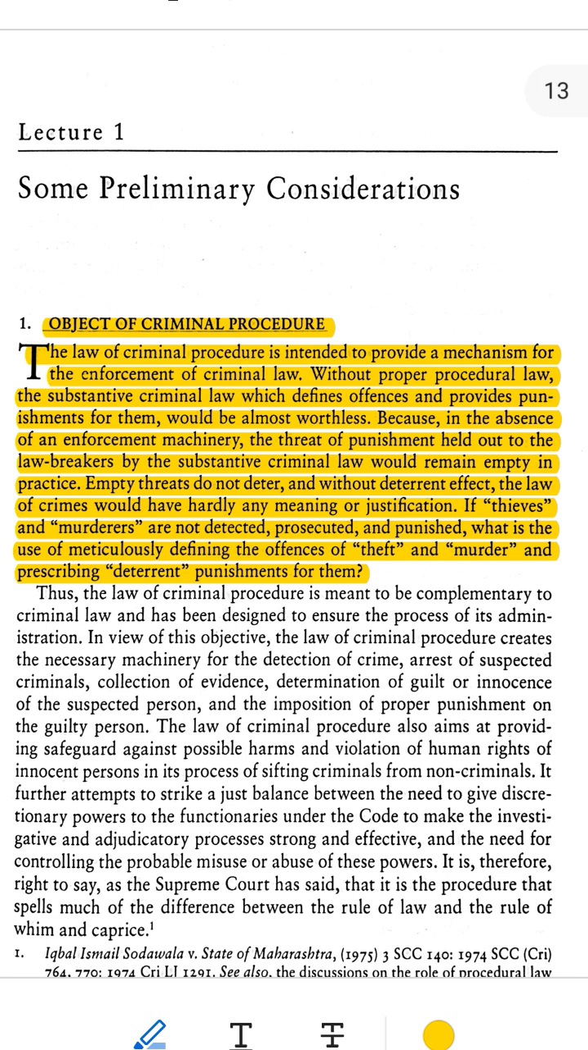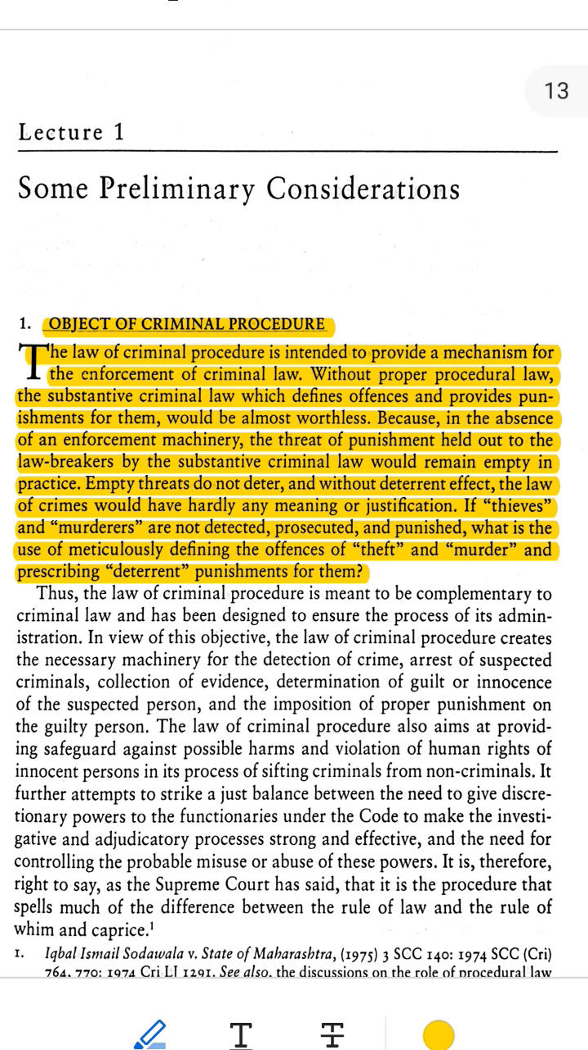3. What does criminal procedure do? Detects crime, like finding out who stole your toy or broke your window. Prosecutes criminals, like taking the thief to the judge and saying, this person did something wrong. Punishes criminals. If the judge finds them guilty, they get punished, like going to jail or paying a fine. Without these steps, people would break rules without any fear.